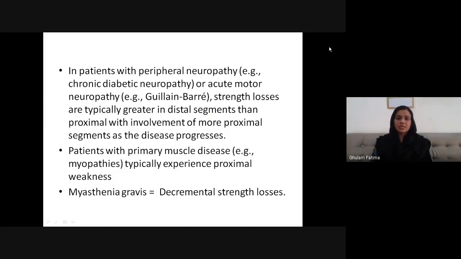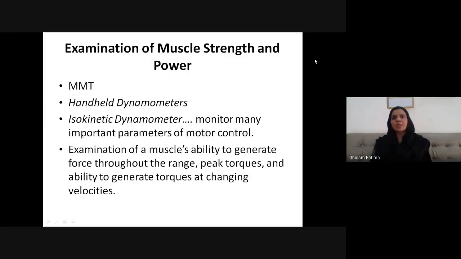Next, myasthenia gravis. In this, you see decremental strength loss, meaning the more movement is performed, the more the strength is gradually reduced. You are well aware of myasthenia gravis, an autoimmune disease where there is a problem with acetylcholine at the postsynaptic fibers.